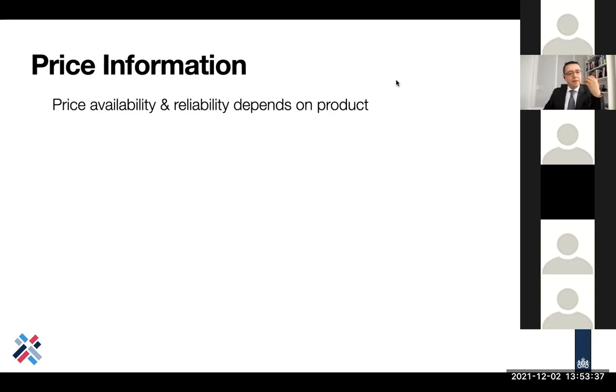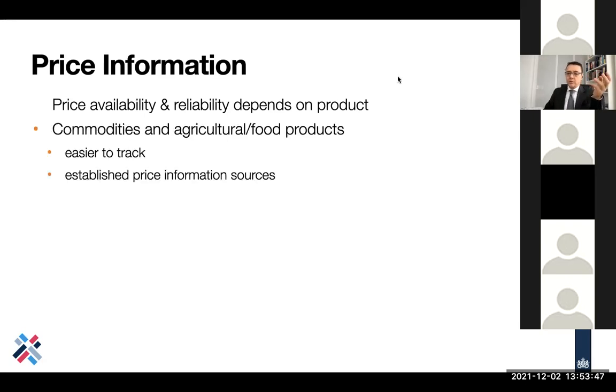So, of course, the availability of pricing information and the reliability of that information depends on the product and the countries. Commodities and agricultural food products have more information available because mangoes are mangoes. I discussed mangoes yesterday, but if you have the botanical description of mangoes, that is the same mango whether it comes from India, Colombia, Brazil, or Indonesia.